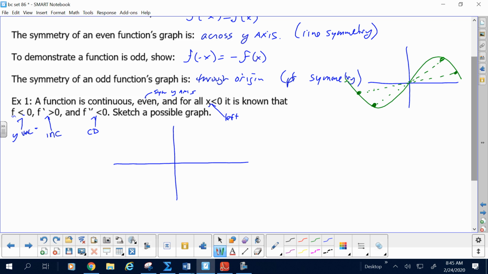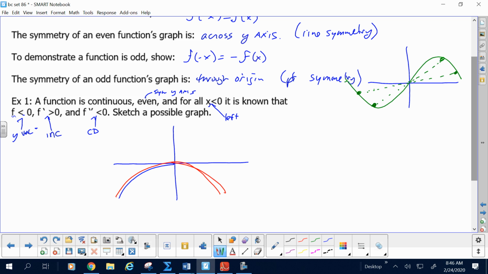So below on the left side of the graph, y is negative, which puts me right away in the third quadrant. I need to show an increasing concave down graph. So something like that, yeah? Now it's even, so what should the right side look like? A reflection of that. So you should have something like that.